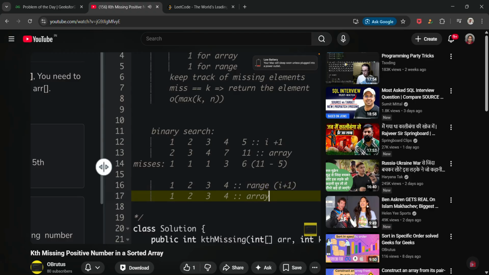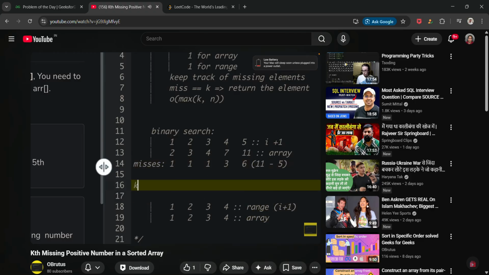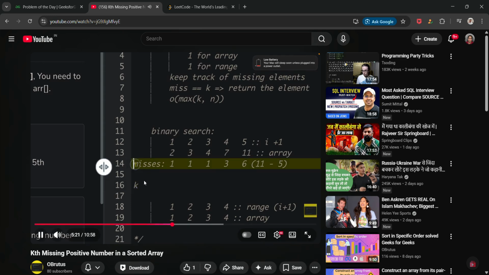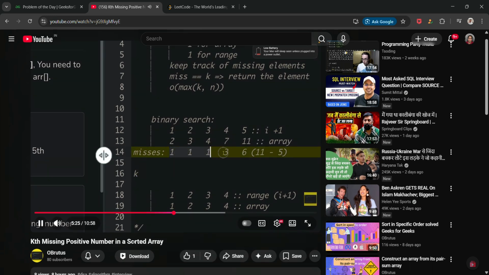So yeah, we have got the understanding based on this: how many numbers are missing till that point? And we also have k. Remember, these missing counts just keep on increasing, so these are in a monotonically increasing fashion.